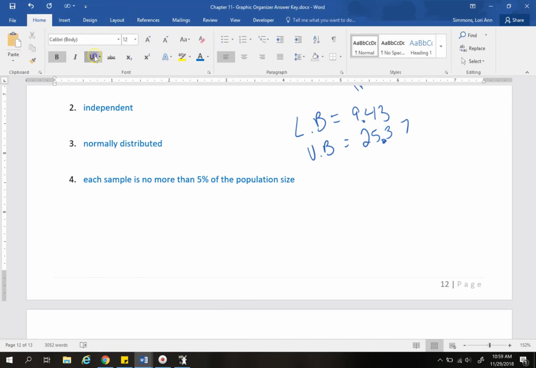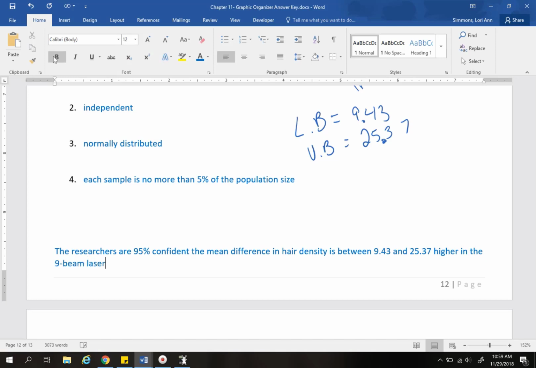Okay, if we want to write this out, we could say the researchers are 95% confident the mean difference in hair density is between 9.43 and 25.37 higher in the 9-beam laser comb group than the placebo group.